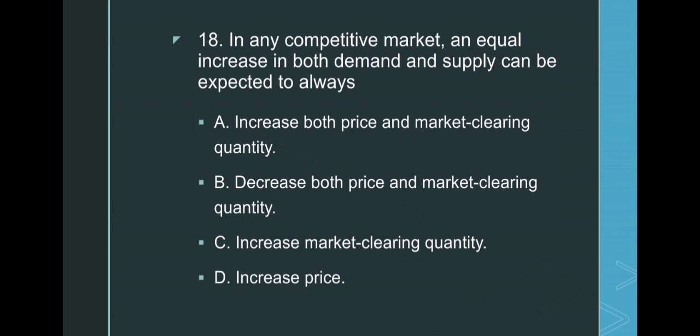Question number 18. In any competitive market, an equal increase in both demand and supply can be expected to always A. Increase both price and market clearing quantity. Letter B. Decrease both price and market clearing quantity. Letter C. Increase market clearing quantity. Or D. Increase price only.